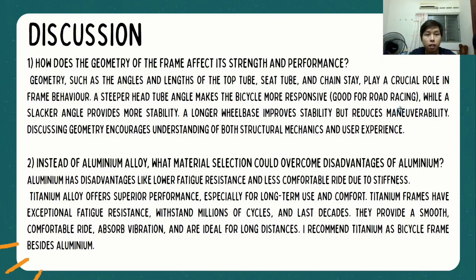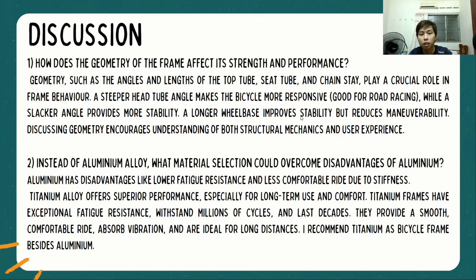The first question is, how does the geometry of the frame affect its strength and performance? Geometry, such as the angles and lengths of the top tube, seat tube, and chain stay, plays a crucial role in frame behavior. A steeper head tube angle makes the bicycle more responsive, which is good for road racing. A slacker angle provides more stability. A longer wheelbase improves stability but reduces maneuverability. Discussing geometry encourages understanding of both structural mechanics and user experience.